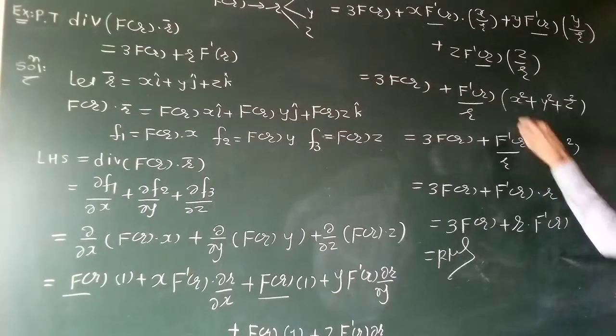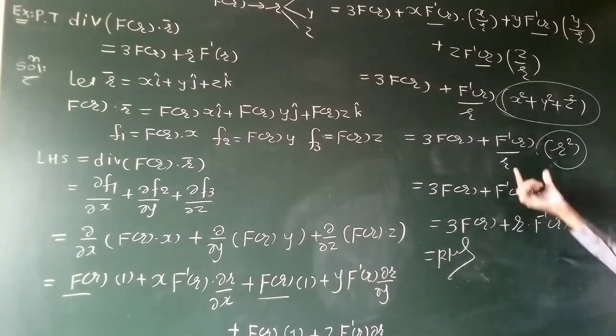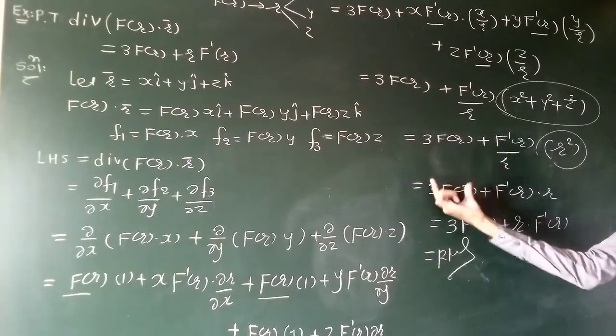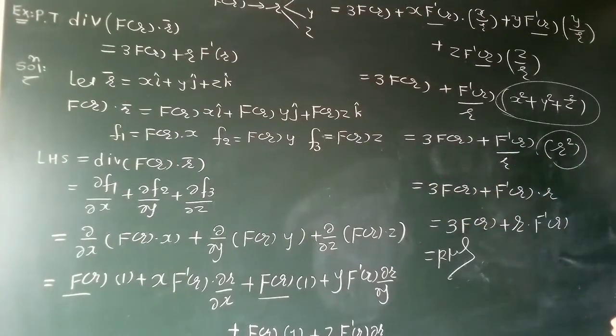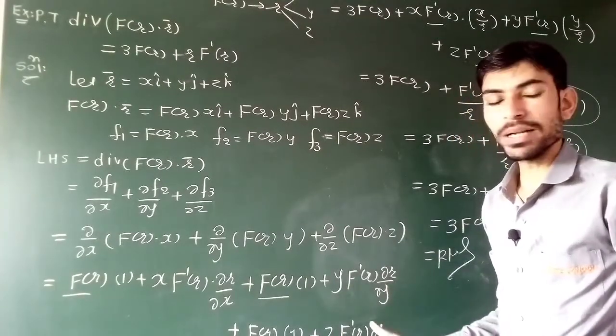As we know, x square plus y square plus z square is nothing but r square. So one r is cut. Remaining is 3 f of r plus r into f dash r, and this is nothing but our RHS. So this is the proof of our second example.